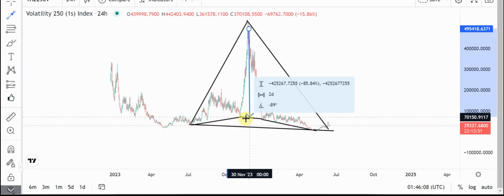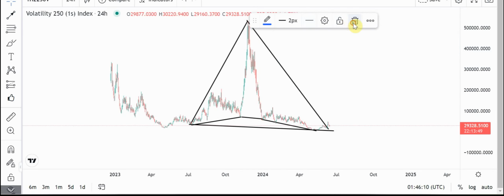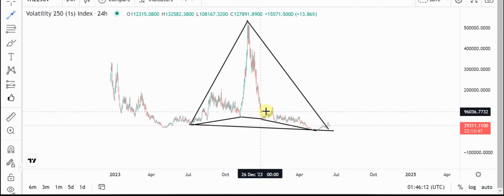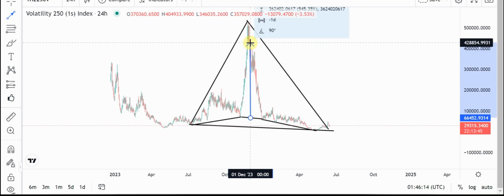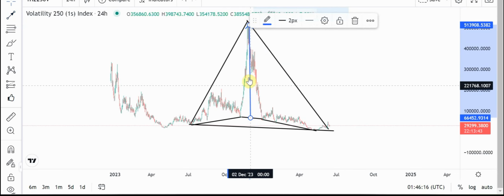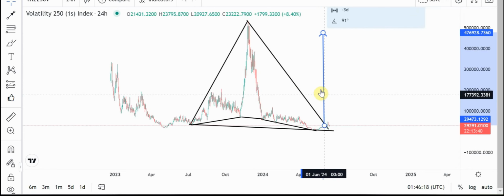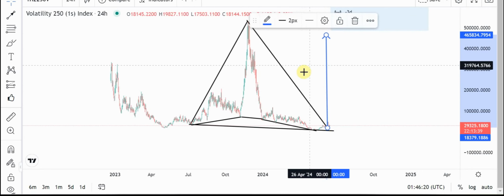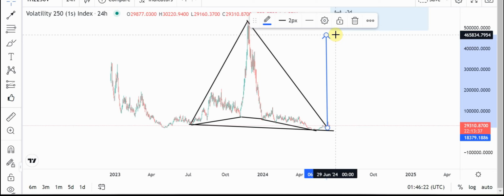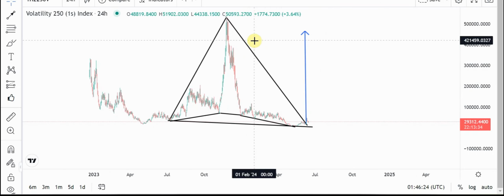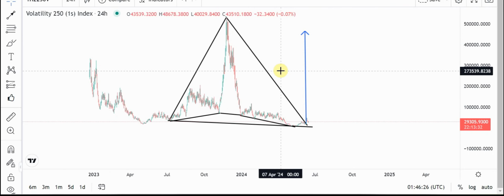So we expect a break. Let's do this, a break on the bullish side. There we say, oh, height of the prism. So if we break over here, which of course we've done, we're expecting to come to this level. But that's one way to say it.